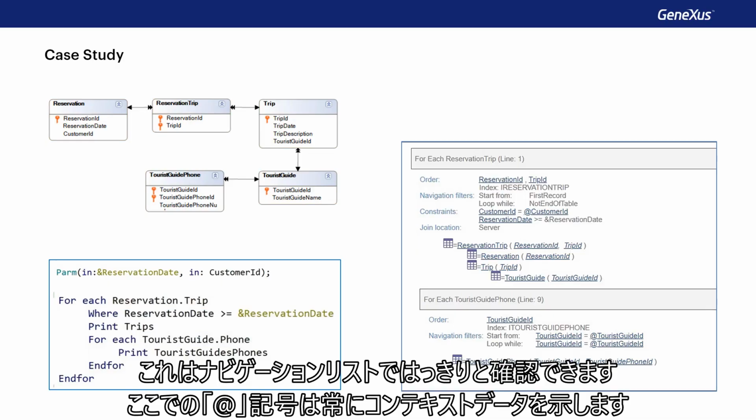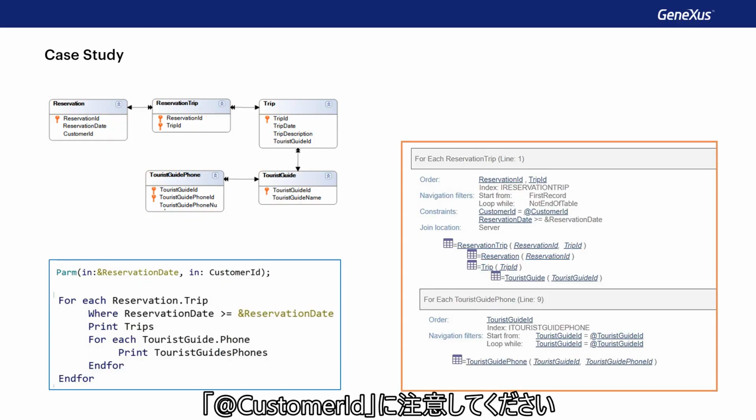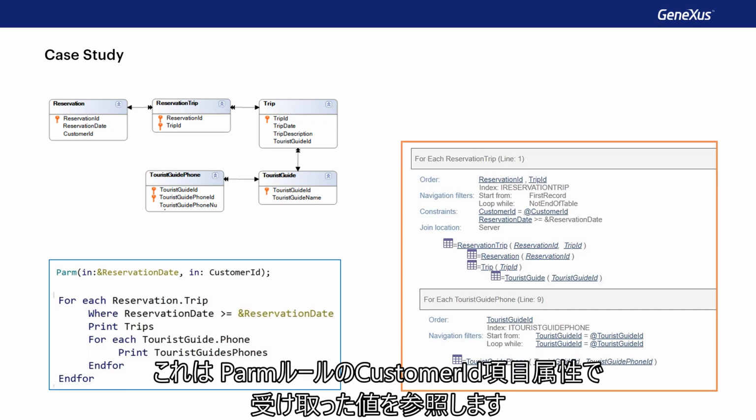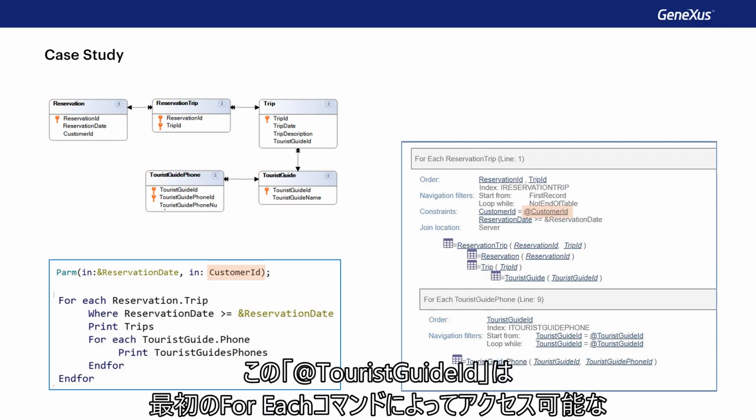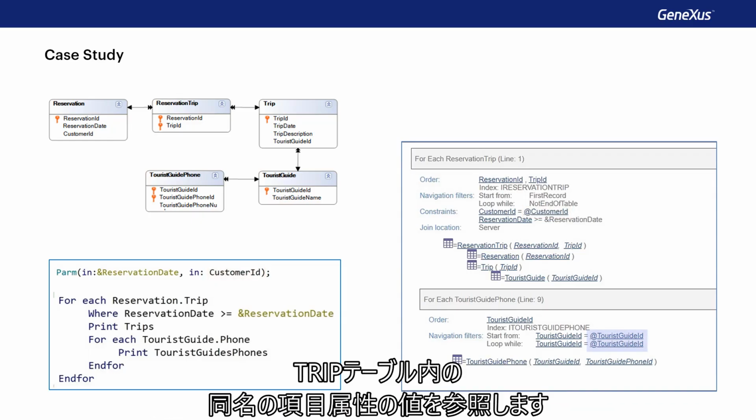It can be clearly seen in the navigation list, where the @ symbol always indicates context data. Note the @ customer ID, which refers to the value received in the customer ID attribute of the PARM rule. This @TouristGuideID refers to the value of the attribute with that name in the trip table accessed by the first for each command.